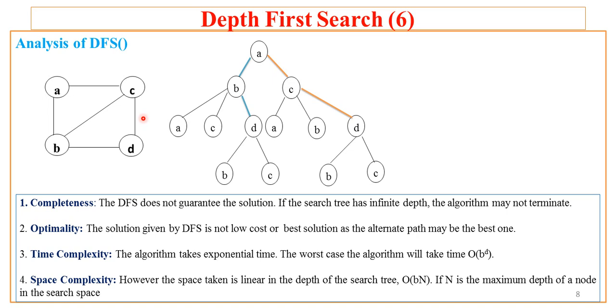But from B to D, the distance is 18, and from C to D, the distance is 5. So what would be the best one? The best one is A to C and C to D, but our algorithm has explored A to B and B to D. That means even though our algorithm has followed this path, it might have been the case that the better path was A to C and C to D. So here DFS may not give you the optimal or low cost solution.